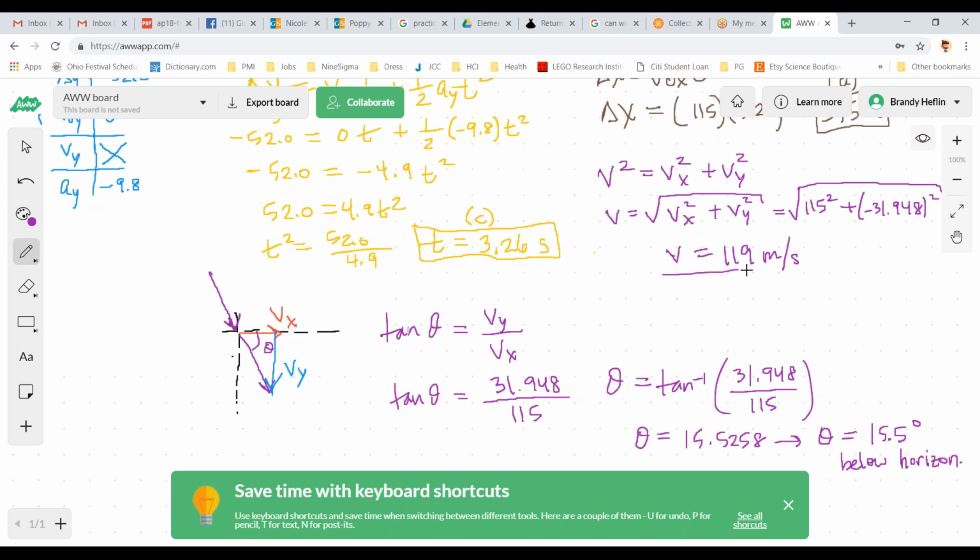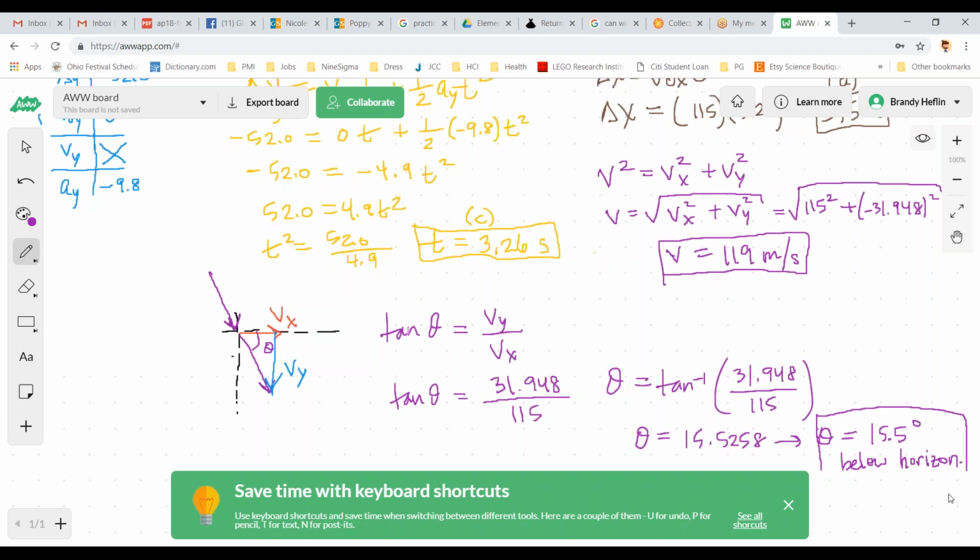So our final answer for part B would properly include both the magnitude. Oh, that was interesting. So that was a fun thing that just happened with my tablet there. There we go. And it seems like I can't actually draw any lower than I've already moved on my whiteboard.